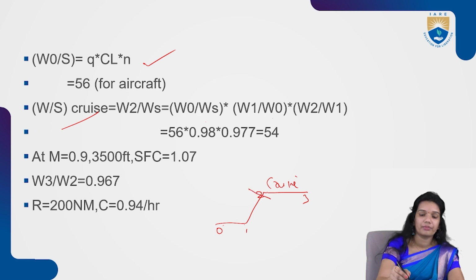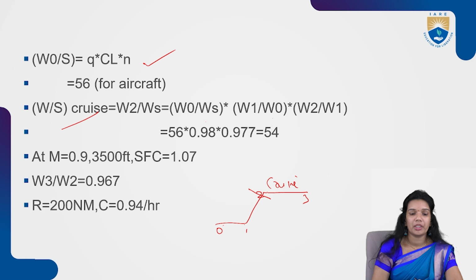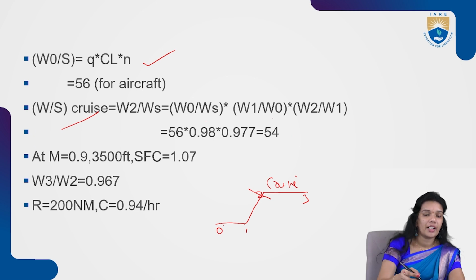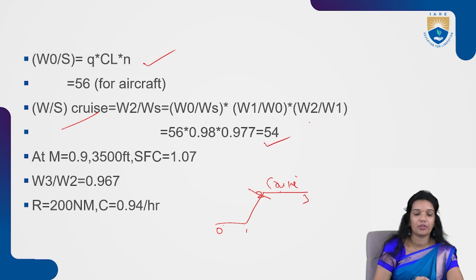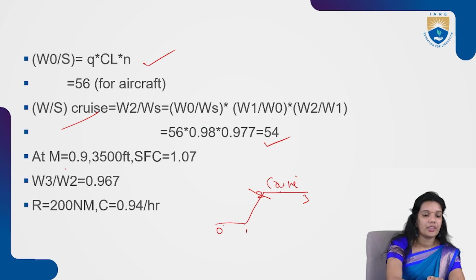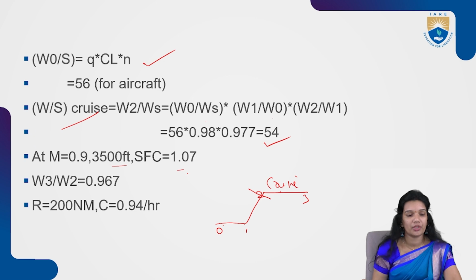Up to this point, W1 by W naught we know during takeoff. What is the segment weight fraction? We know 0.98. Then W2 by W1 is also known. We have calculated it as 0.977 for the climb. With that, we come to a point where W by S during cruise is going to be 54. If we understand this, this is what we are going to take into the next steps for the next fractions. Now, for a Mach of 0.9 at 35,000 feet, with specific fuel consumption of 1.07, we are going to calculate our W3 by W2.